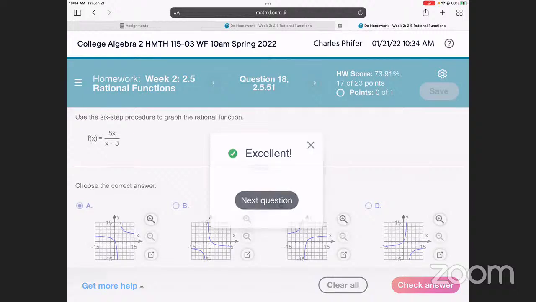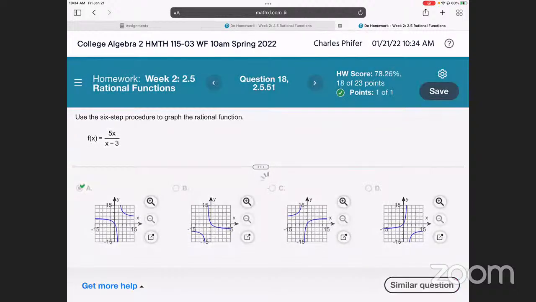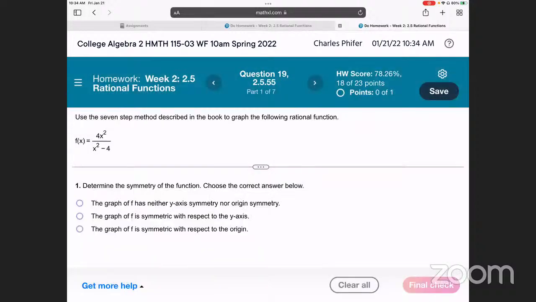Right at 10 minutes. Let's go on to the next question. So 10 minutes, and then you can enjoy your weekend. Use the 7-step method described in the book to graph the following rational function. Okay, determine the symmetry, right? Let's do a test for symmetry.